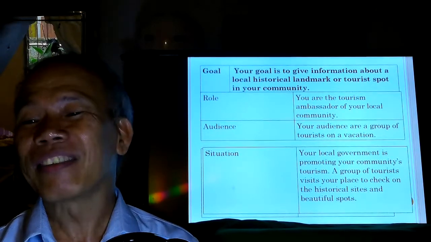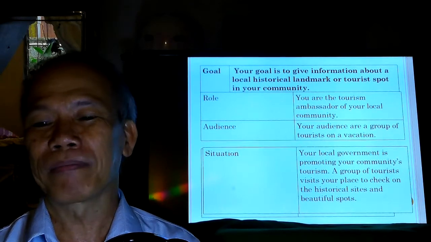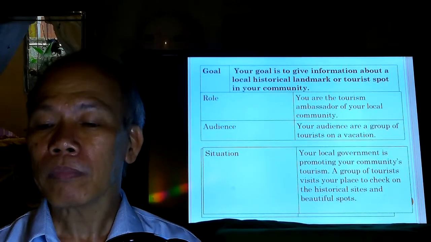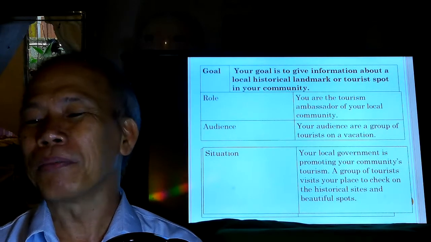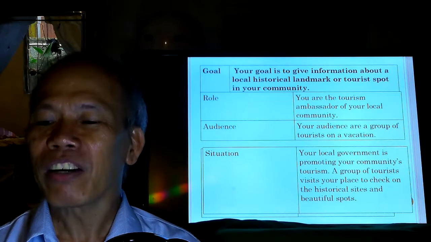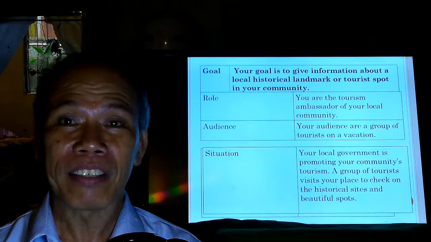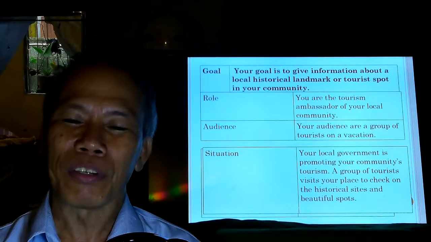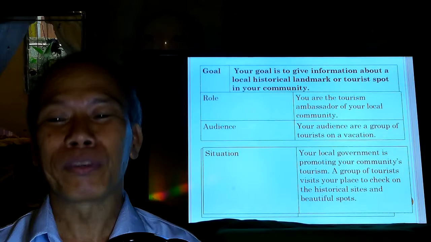Who are the audience? Your audience are a group of tourists on vacation. What's the situation? Your local government is promoting your community's tourism. A group of tourists visits your place to check on the historical sites and beautiful spots. What are the places that you think can be visited by the tourists in your area? So try to identify them and present them to the tourists also.